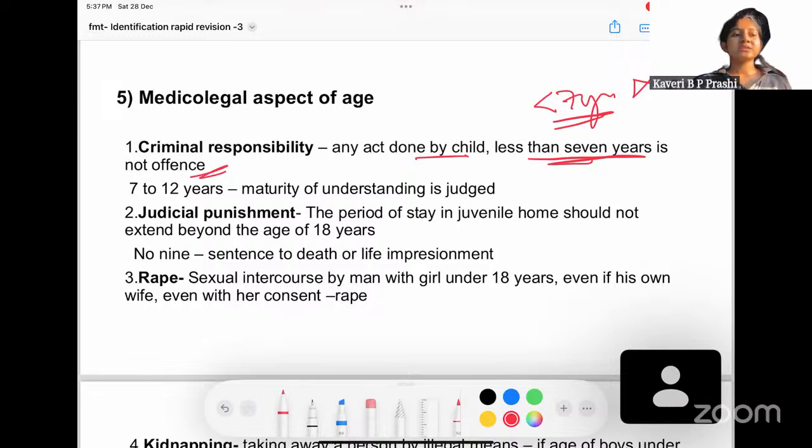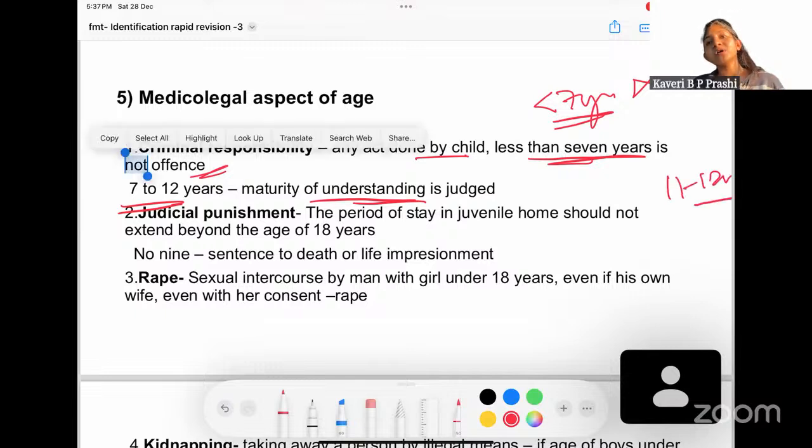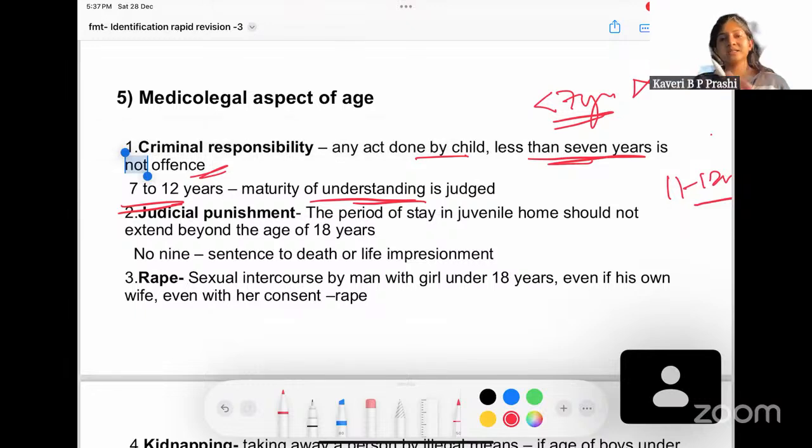If the child is between 7 to 12 years, we look at the maturity of understanding and then judge whether he is criminally responsible or not. Because there might be people who are around 11 to 12 years but may not be able to understand what is happening. Then they are not considered responsible. But if they are around 11 to 12 and are able to understand the consequences of the action that they've done, then we consider them mature for punishment.